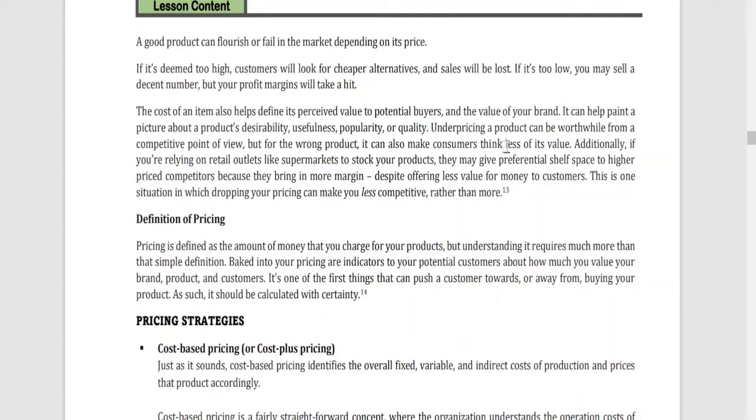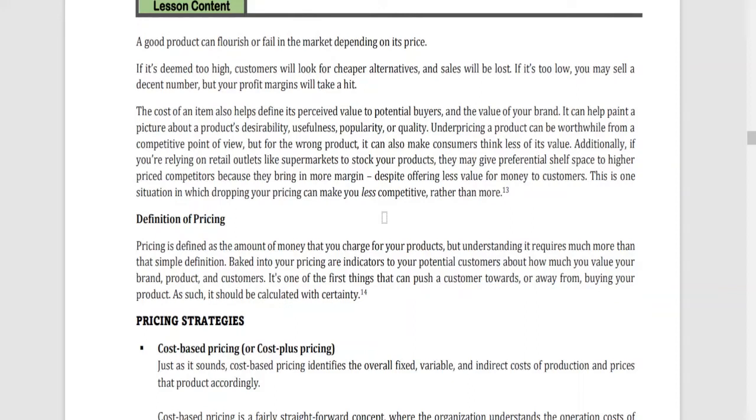Underpricing a product can be worthwhile from a competitive point of view, but for the wrong product, it can also make consumers think less of its value. Additionally, if you're relying on retail outlets like supermarkets to stock your products, they may give preferential shelf space to higher priced competitors because they bring in more margin despite offering less value for money to customers. This is one situation in which dropping your pricing can make you less competitive rather than more.